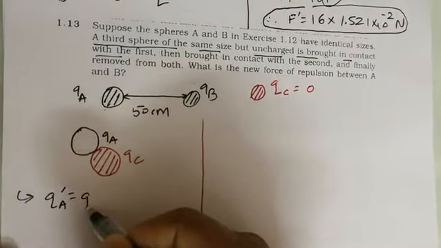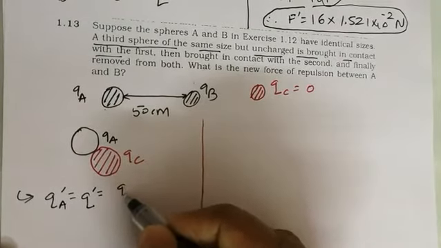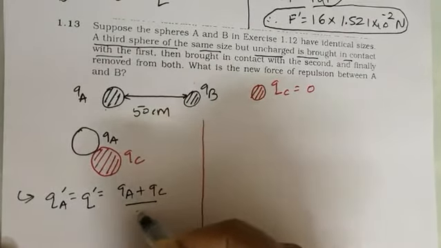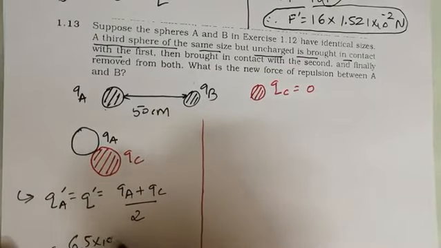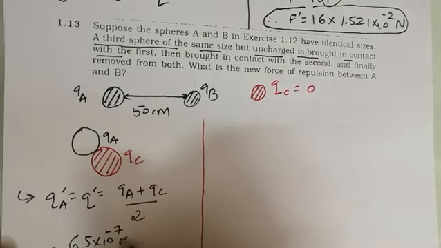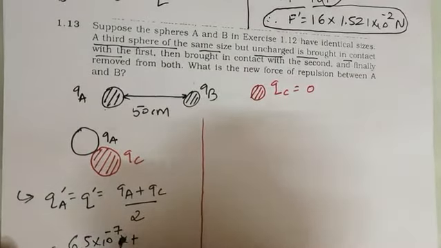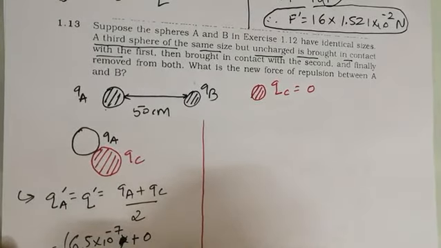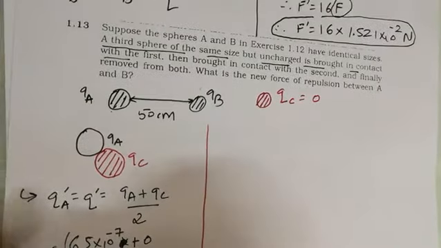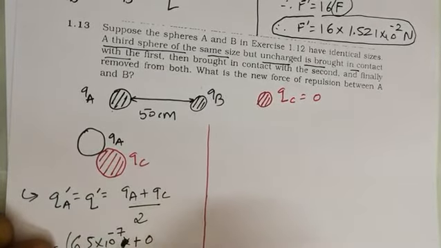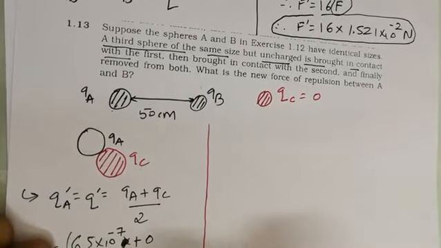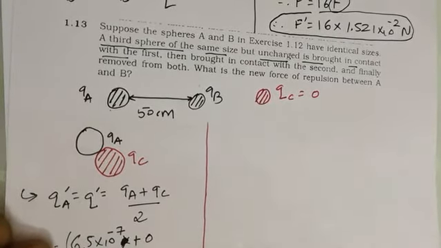Q dash is equal to QA plus QC divided by 2. QA is holding the charge 6.5 cross 10 to the power minus 7, and plus 0, since C is chargeless, divided by 2. I can have 3.25 cross 10 to the power minus 7 coulombs. This is called Q dash, which is the new charge of A and C.